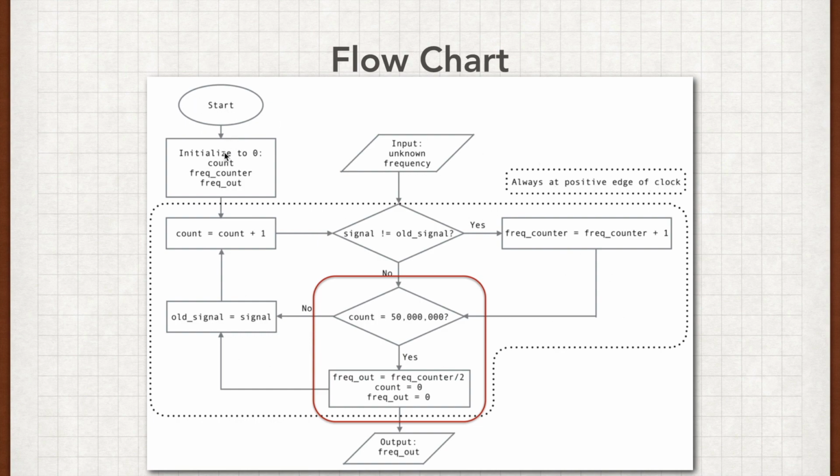So the first thing we do is initialize everything to 0, right? So we initialize count to 0, the frequency counter to 0, and the frequency out to 0. So everything is going to start out fresh at 0. Then we go in and we add 1 to count. So this counter over time is going to keep track of our time with respect to the clock.